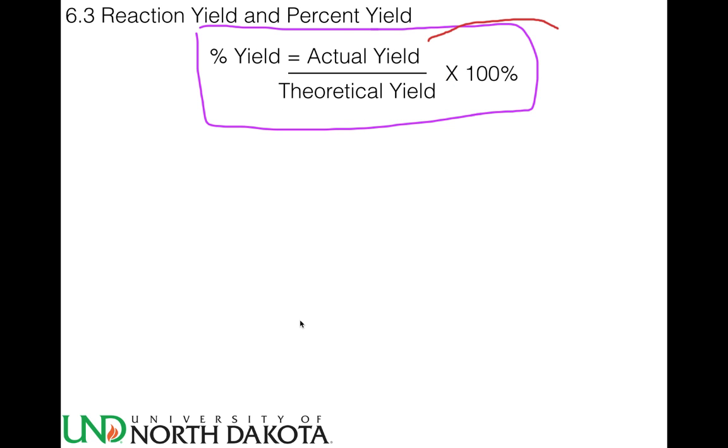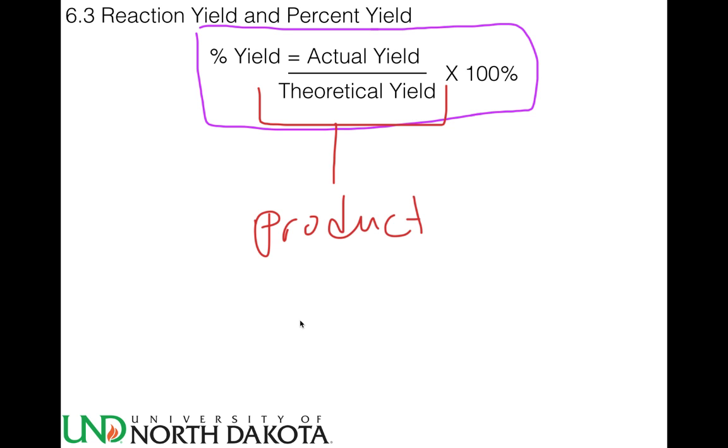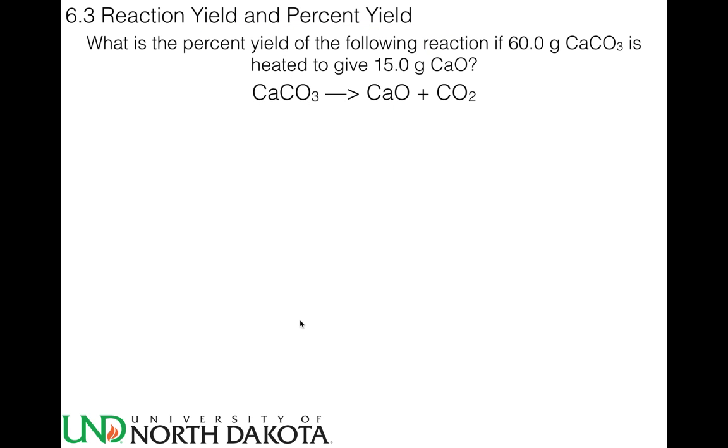I just want to reiterate that these yields are in terms of a product. And another important thing to point out is that the yields need to be in grams. So what you plug into this equation should always be grams. It will never be moles of that product. So let's do some examples.